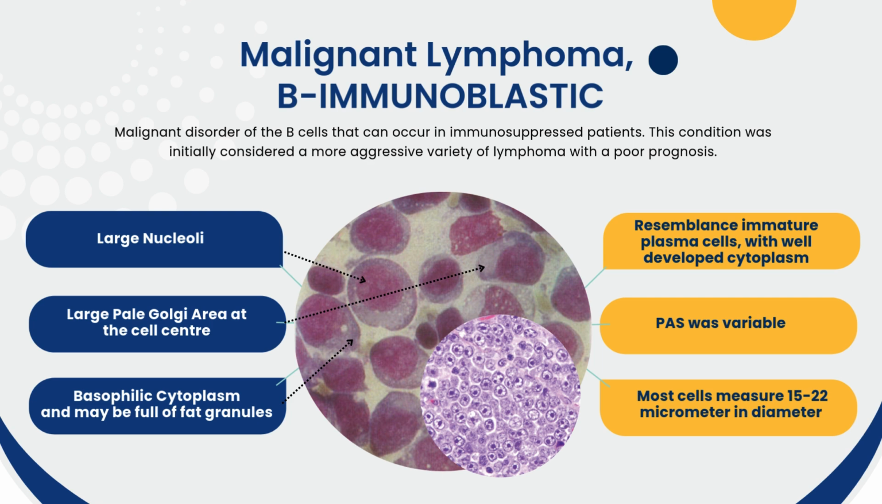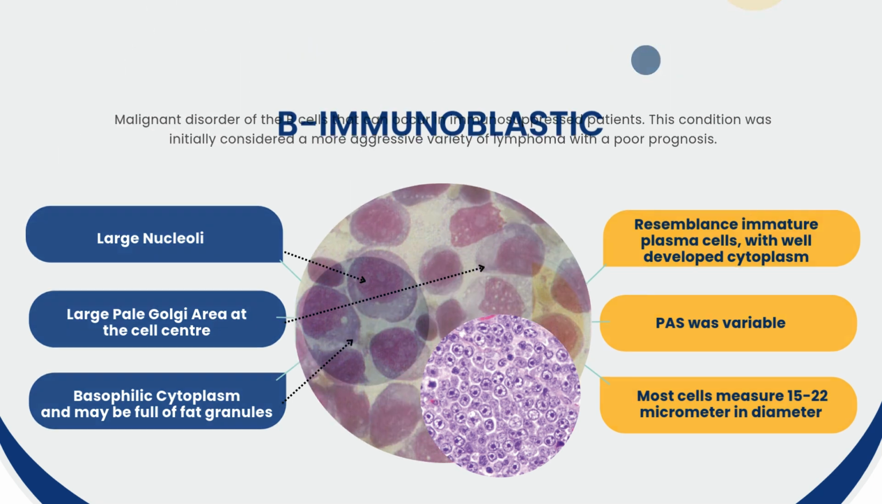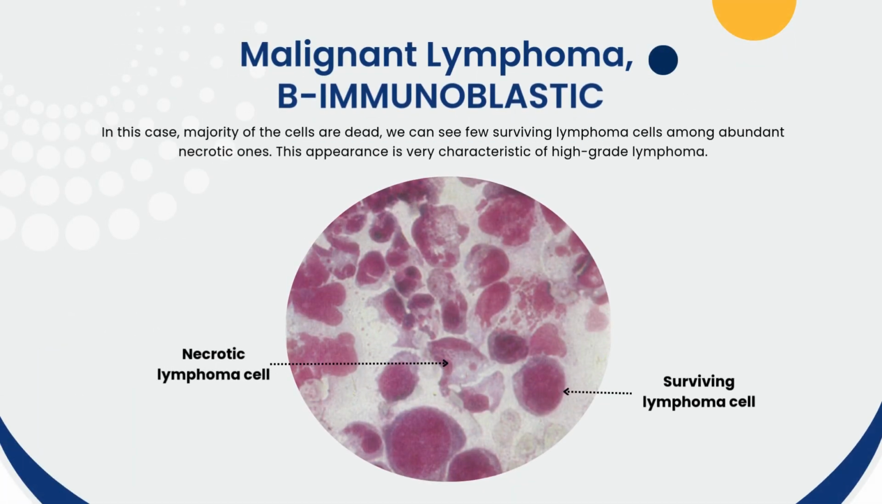Neoplastic immunoblasts in the above cases had certain features in common. Firstly, they all have large nucleoli, a large pale Golgi area at the cell center, and basophilic cytoplasm, which may be full of fat granules. Other than that, the malignant cells resemble immature plasma cells, with well-developed cytoplasm. The result of periodic acid Schiff stain was variable, sometimes negative, but in some cases strongly granular positive. Most cells measure around 15 to 22 micrometers in diameter.